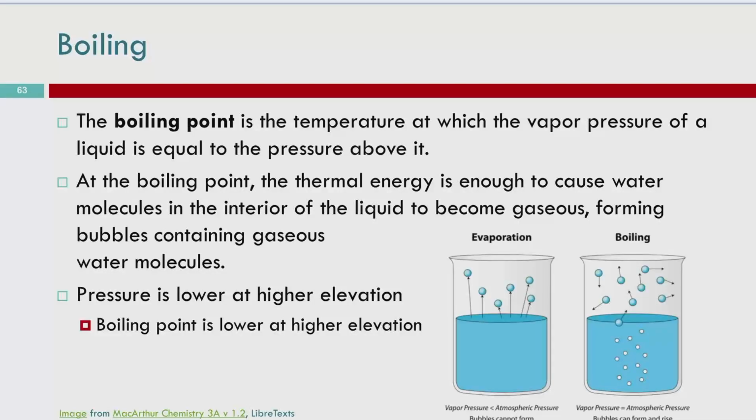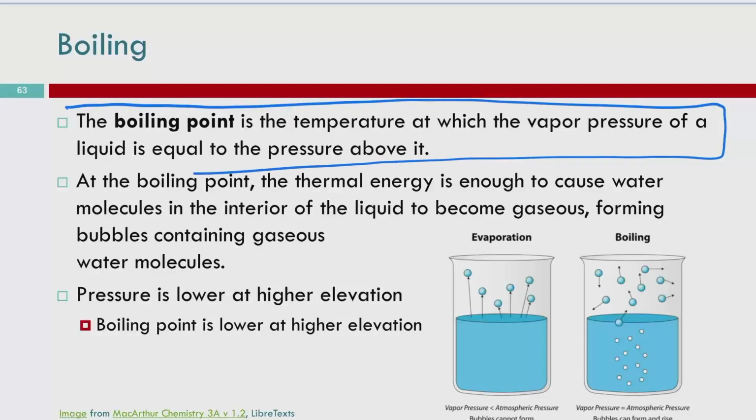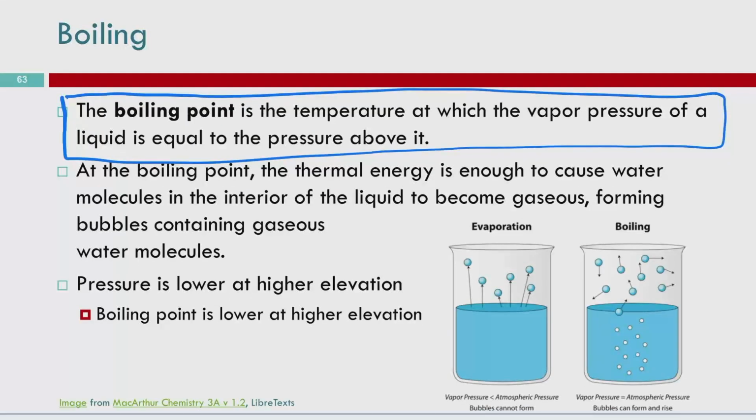Boiling is when water is changing from a liquid to a gas. When we're heating it up, it's gotten to the point where it can now go from a liquid into the gas phase. This is the temperature at which the vapor pressure of the liquid is equal to the pressure above it, and this will cause it to spontaneously change from a liquid to a gas. When we're boiling water at home to make pasta or whatever food we might be making, this is when all those bubbles start to form.